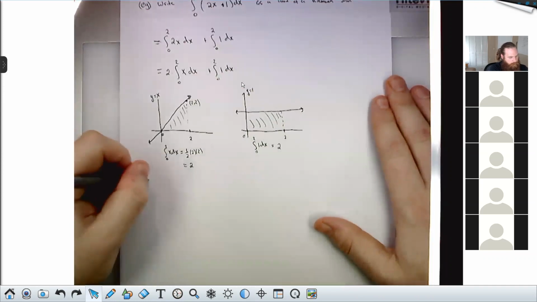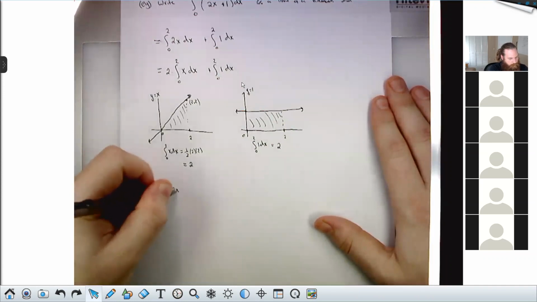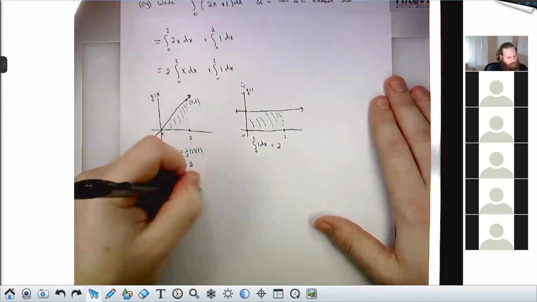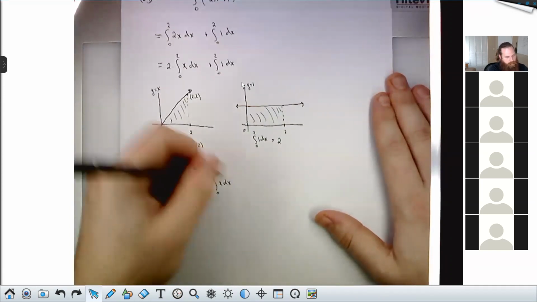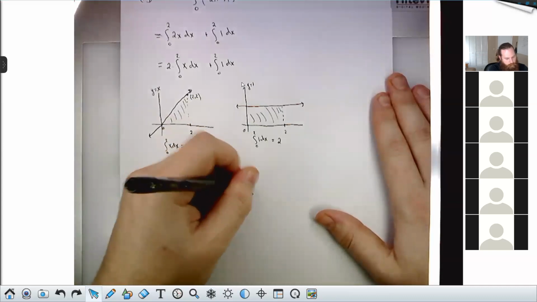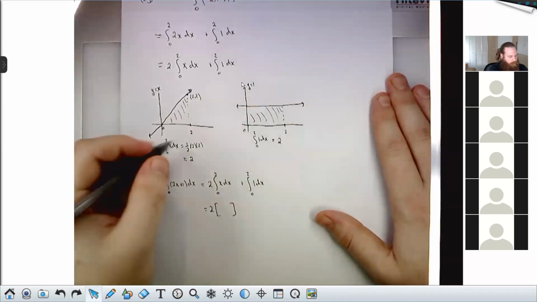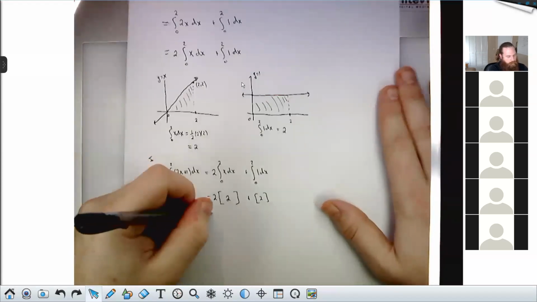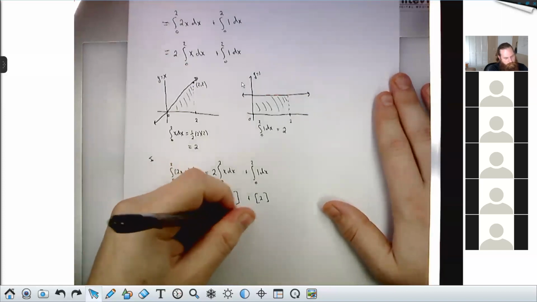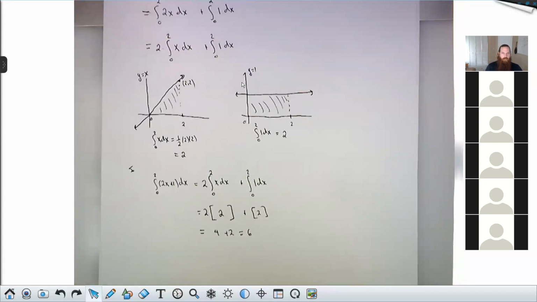So my integral, 2x plus 1 dx, we said is 2 times the integral from 0 to 2 of x dx plus the integral from 0 to 2 of 1 dx. That's 2 times this thing, which is 2, plus this thing, which is 2. That's 4 plus 2, which is 6. And I would say that this is a damn sight easier than the Riemann sum.